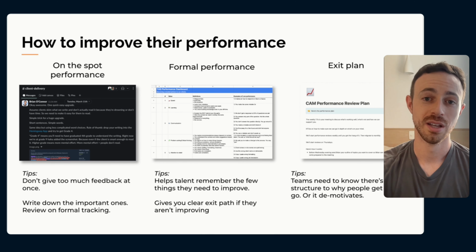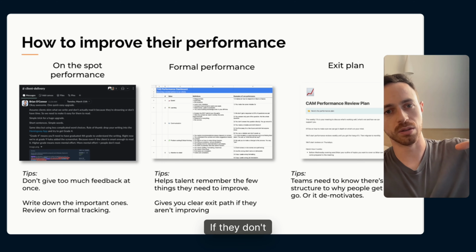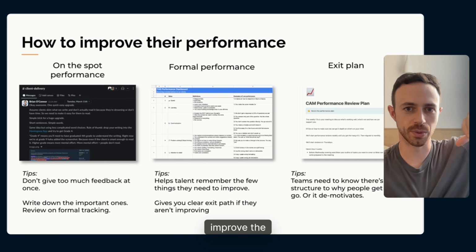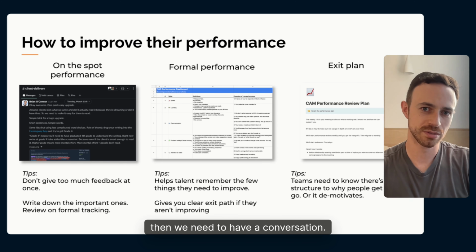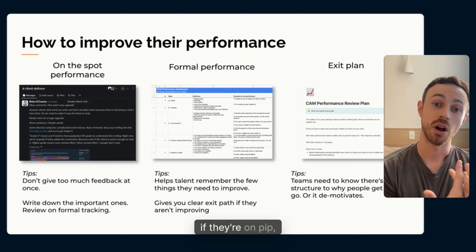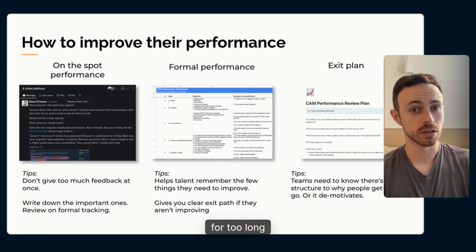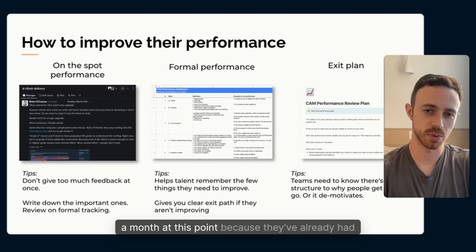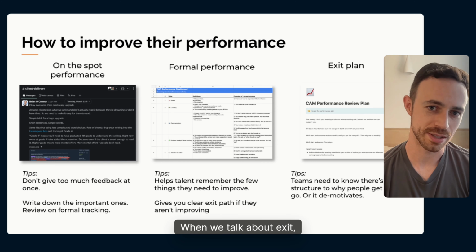So last thing, exit plan. This has to be clearly documented and explained to everyone. If they don't improve over feedback, then we need to have a conversation. I call that a performance improvement plan. If they're on a PIP, performance improvement plan, for too long, a month at this point, because they've already had a few warnings, then it's not a good fit when we talk about exit.